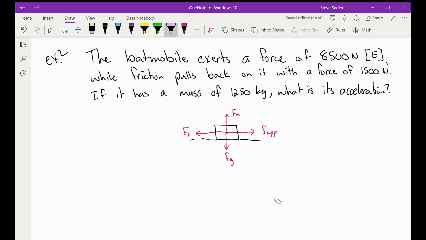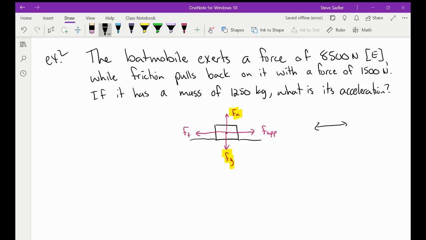So in this case, we assume that force of gravity and normal force are equal in magnitude, so therefore they're going to cancel each other out. We know this because the Batmobile is moving in a horizontal direction, right? So there's no movement vertically, which means there's no net force vertically. That means force of gravity and normal force are the same amount. We can just ignore them for right now.